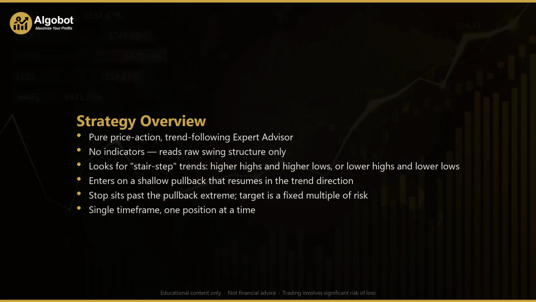Rather than chasing price at the top of a move, the strategy waits for a shallow countertrend pullback inside a confirmed trend, and then looks to re-enter the moment price resumes in the original direction. The protective stop is placed just beyond the low or high of that pullback, which is the natural point where the idea would be considered invalid. The target is then set as a fixed multiple of that risk, defined by a reward ratio you can adjust.